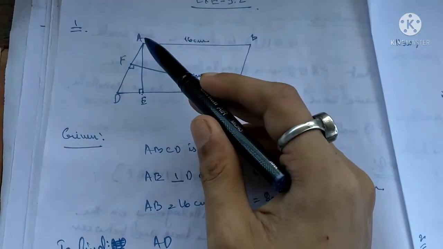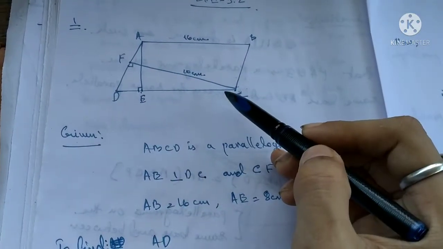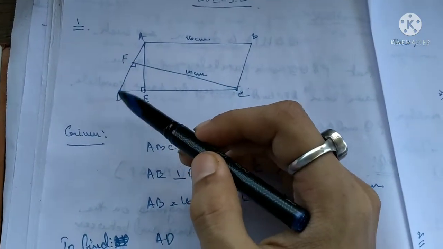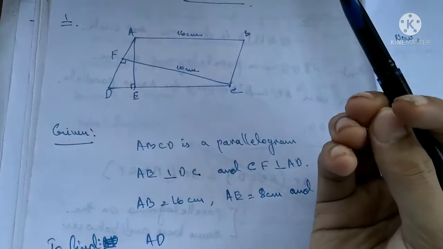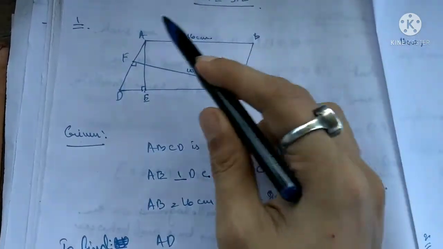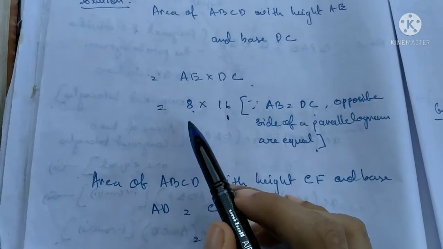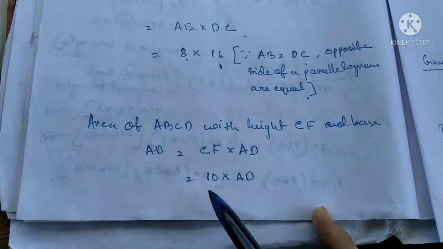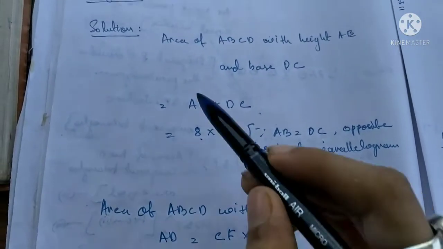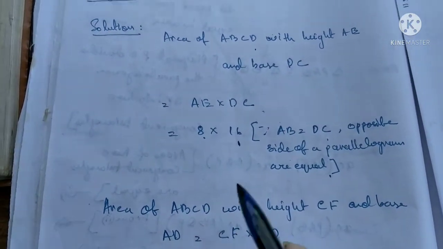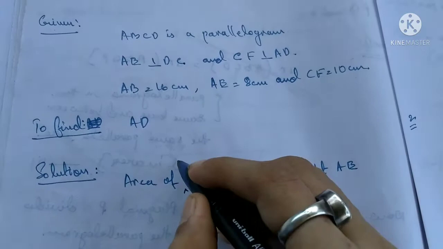First I took AE as the altitude and DC as the base, and next time I took AF as the altitude and AD as the base. But whatever I do, the answer will remain the same because I am finding the area of this parallelogram only. So therefore I can say that 8 into 16 will be equal to 10 into AD, because this is what I am doing here. Area of ABCD only I am doing, and here you can write area of parallelogram.